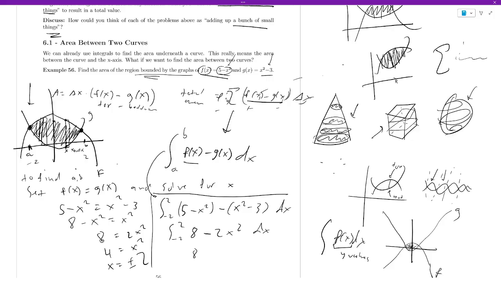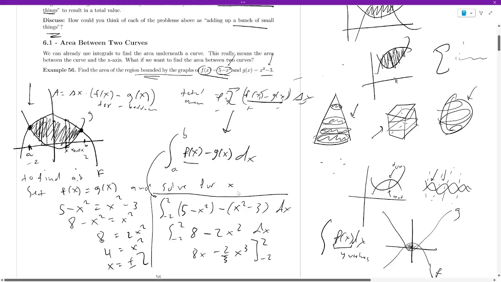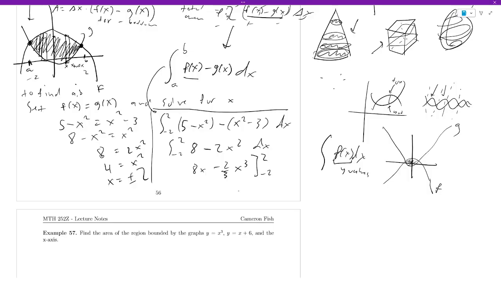So 8 goes to 8x. This is going to go to -2/3 x cubed. And then we can plug our numbers in, 2 and -2. Just to get a final answer, parentheses, so this is 16, so I'm plugging in the 2 to the 8x, minus 2/3 of whatever 2 cubed is, which is also 16. So that's the first part.